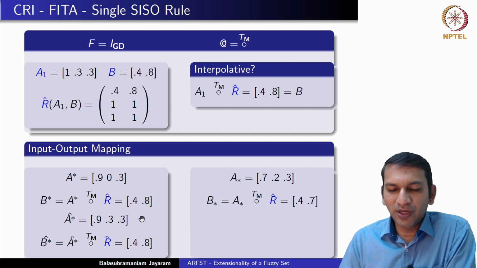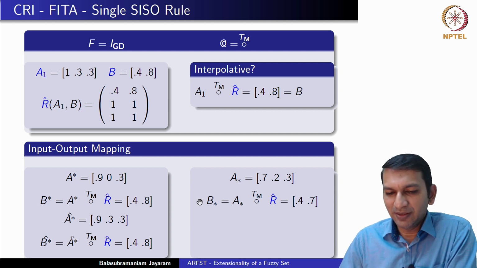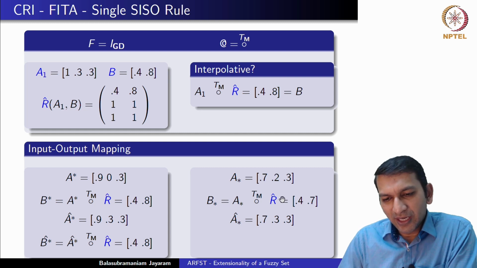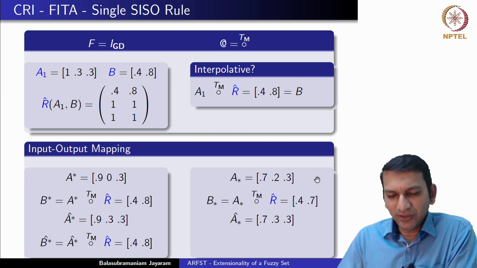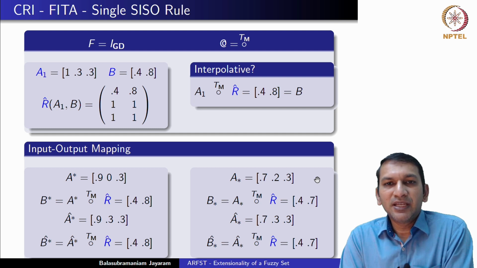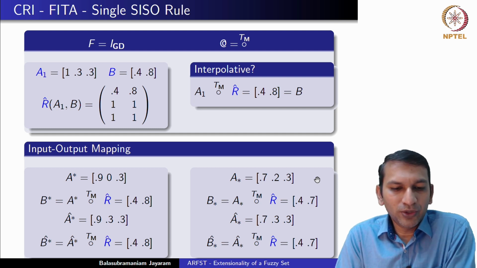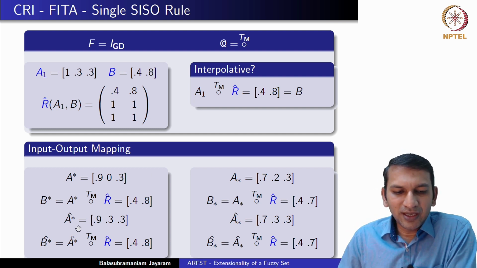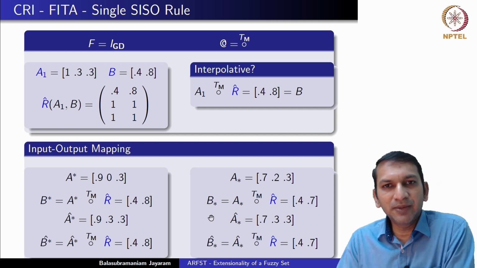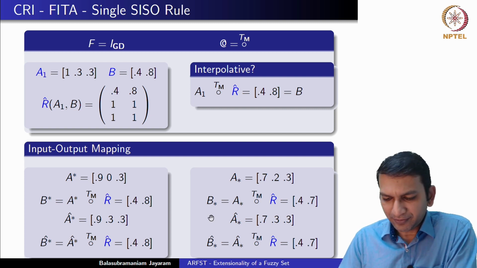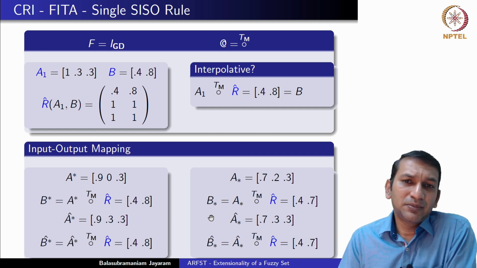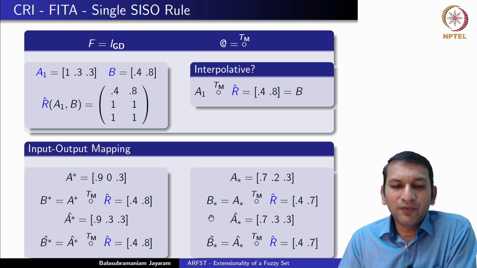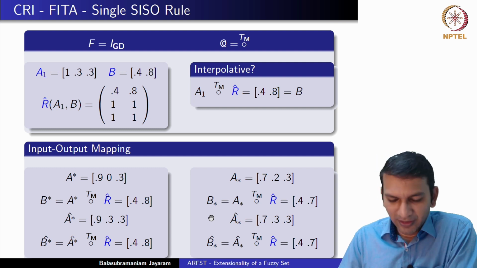We are not discussing interpolativity here because it is not actually A1. But what is interesting is, if you slightly modify this, instead of 0.2, if you use 0.3, we still obtain the same output 0.4, 0.7. So even though A star and A star cap are different, we obtain the same outputs from them. And once again, even though they are different, we obtain the same output 0.4, 0.7. Now you might suspect it is probably because we have an interpolative system.